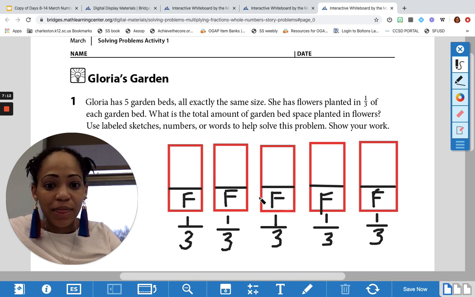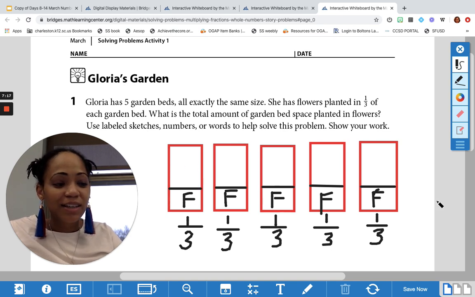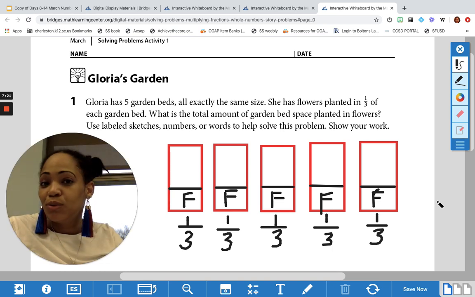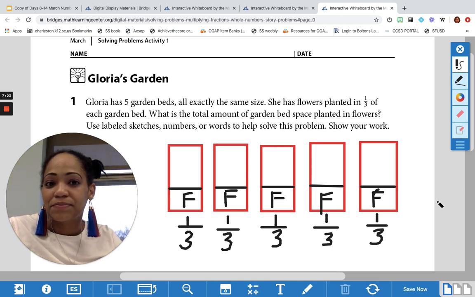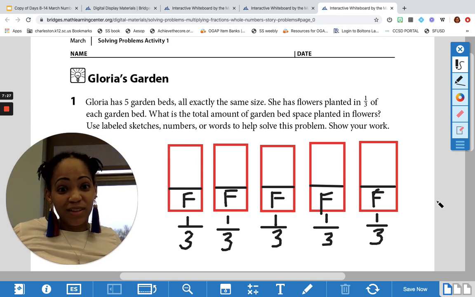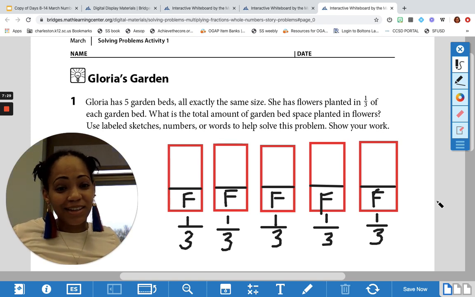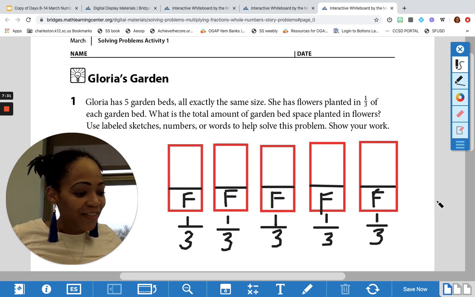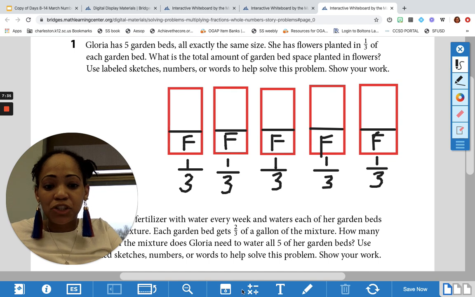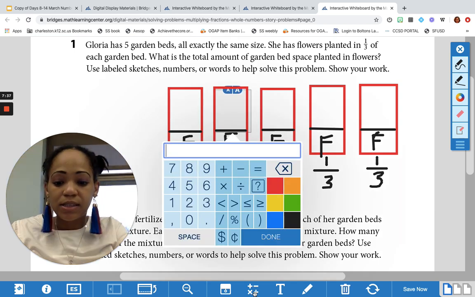Yeah, we would take 3 of these to make 1 whole garden bed, and we have 5 of them. So definitely more than 1. Would it be more than 2, do you think? More than 3? Guess we're going to have to solve. So let's solve it. I'm going to write an expression, and hopefully you thought about this expression.